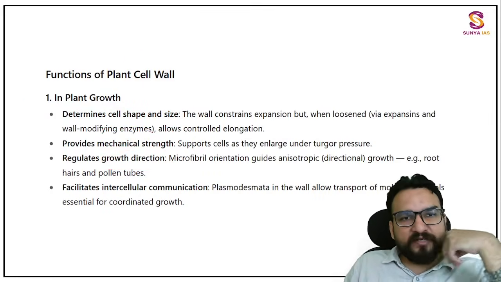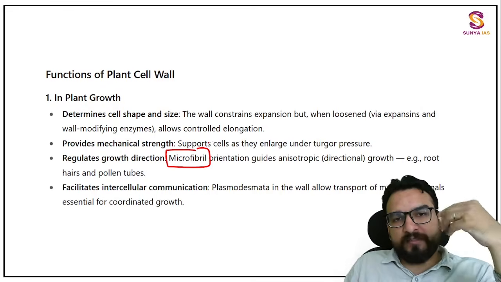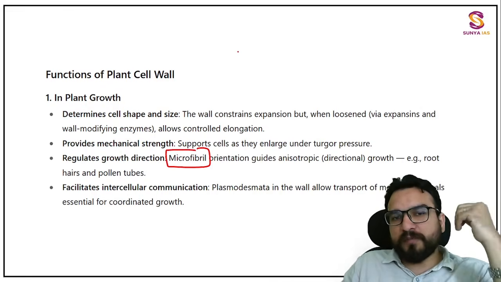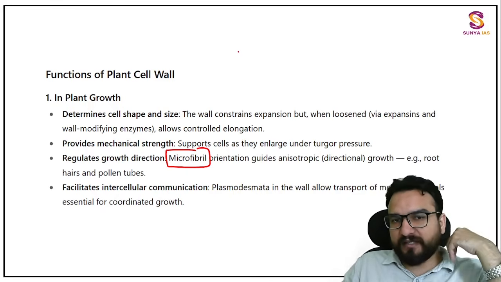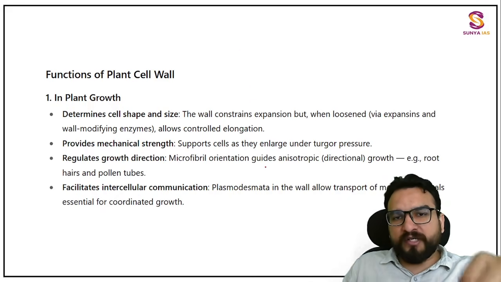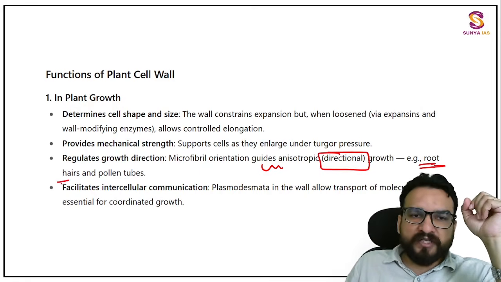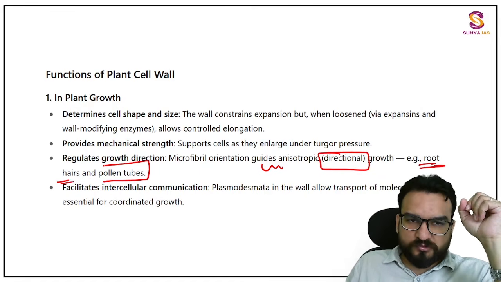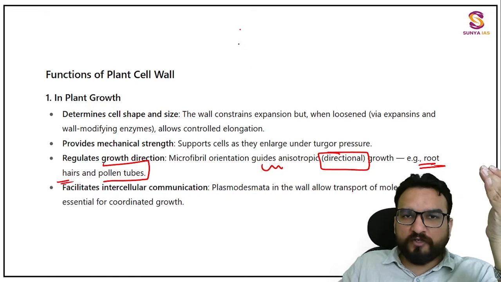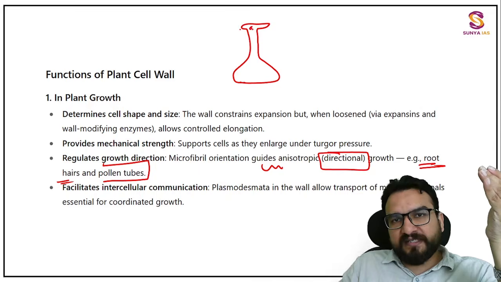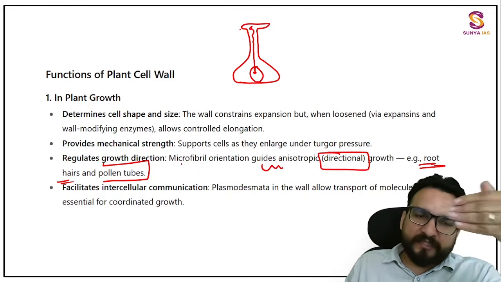And how is the plant growth happening? Microfibril. How will you understand what a microfibril is? I'll be telling you in the meiosis or mitosis part, when we see the cell cycle. So microfibril orientation guides directional growth. Example, root hairs or pollen tubes. How pollen tubes work, you will understand when I tell you about reproduction in plant breeding, how pollen tubes make their way to the ovary. This you will understand later on.